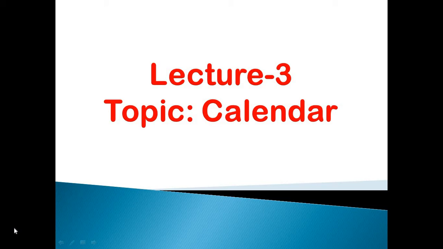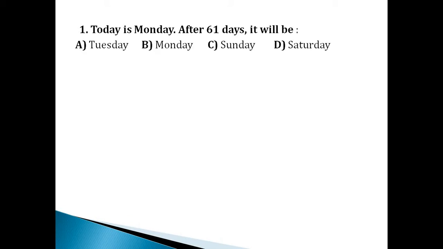Okay, now let's move on to the problems here. The very first question is, today is Monday, so after 61 days it will be dash. So they have given 4 options here. If today it is a Monday, so after 61 days what would be the day? That's a very simple question. So what we need to do here is find the number of odd days. That's the only funda we need to apply here.